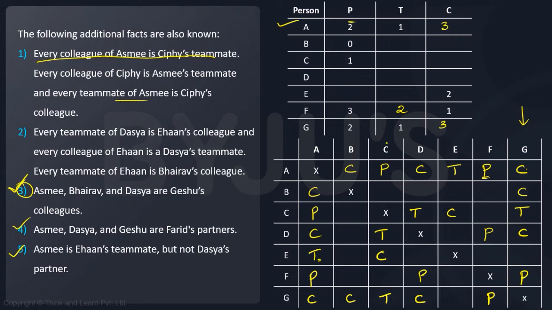Similarly, look at G. What all are there? Two partners we need. Only one partner is there. So the remaining has to be a partner. So G is fully filled.